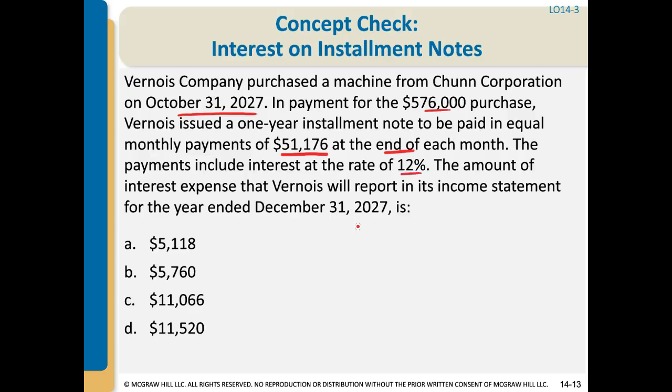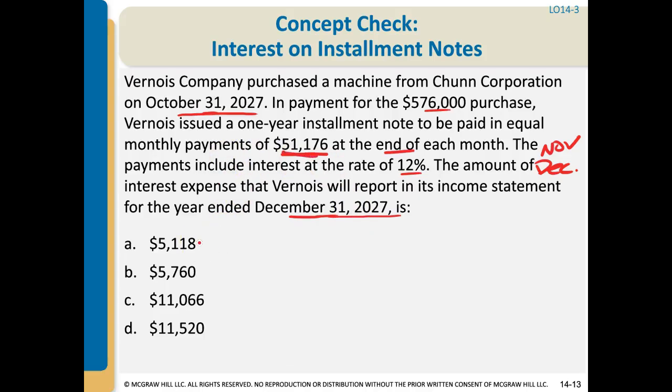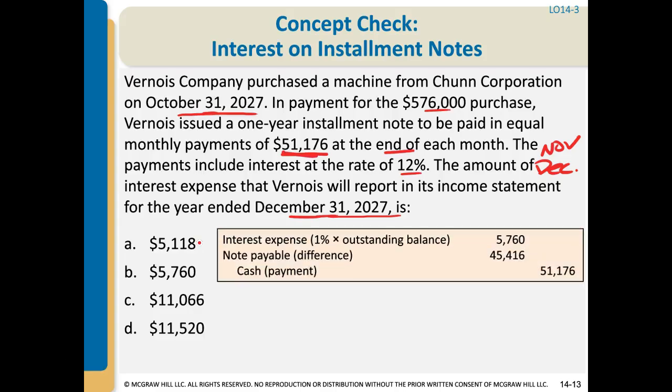The amount of interest expense that Vernoy will report in its income statement for the year ended December 31, 2027 is what? So first, this note was issued on October 31, and we need to know the interest expense through December 31. So first, we're going to calculate interest expense for 2 months, for November and December. So we know for the months of November and December, our cash payment is going to be $51,176. So we're going to have a credit to cash. And I'm just going to pop up the journal entry. So here's our cash payment for $51,176.